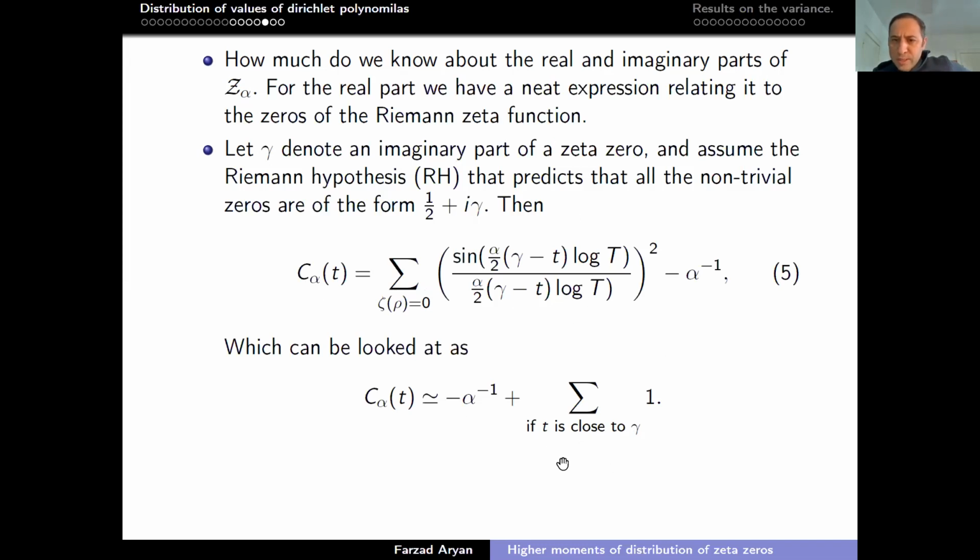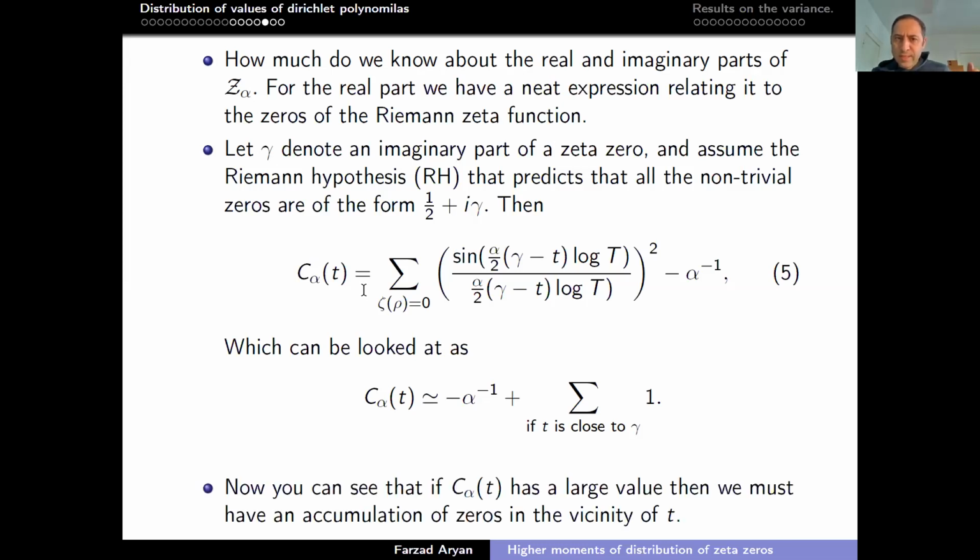So keep in mind that the real part of that is kind of counting the zeros that are in the vicinity of t, and looking at the accumulation of them. Obviously, the parameter alpha is important and plays a role.